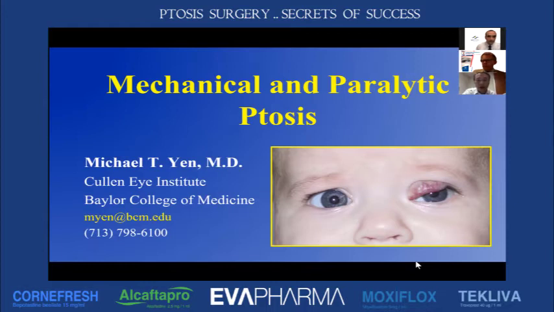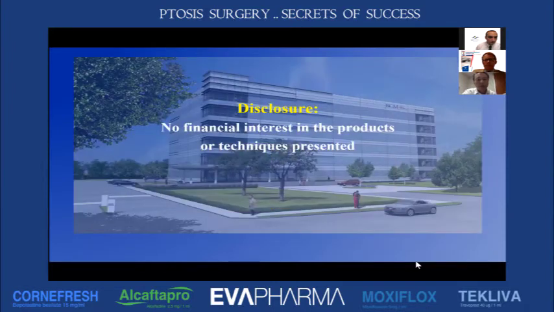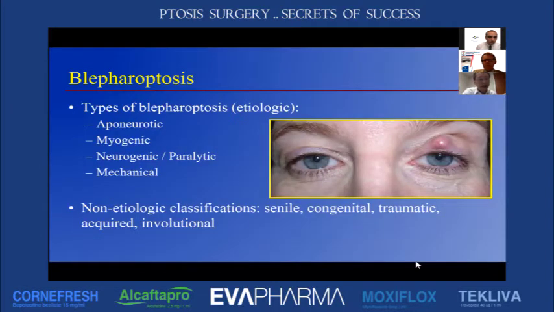What I'm going to be talking about today is mechanical and paralytic ptosis. When you look at the different types of ptosis, you have aponeurotic, myogenic, and then the neurogenic, paralytic, and mechanical ptoses. We really don't talk about mechanical and paralytic ptosis very often because we just don't see it as often as the age-related aponeurotic ptosis. But I feel it's an important topic to talk about. I'm seeing more and more of mechanical and paralytic ptosis, so it may be more relevant in your practices nowadays as well.